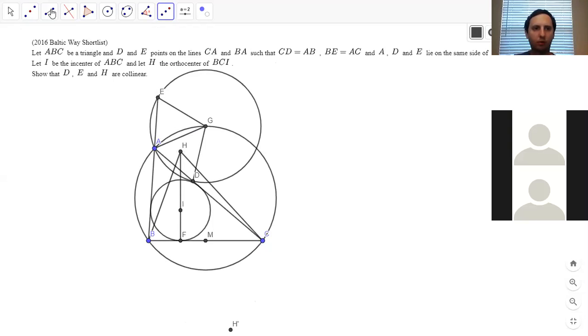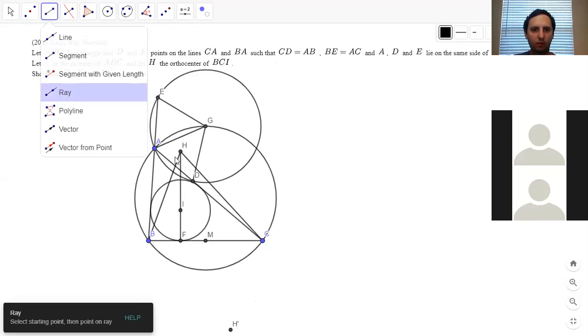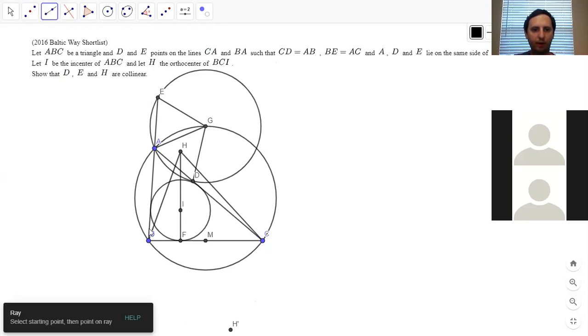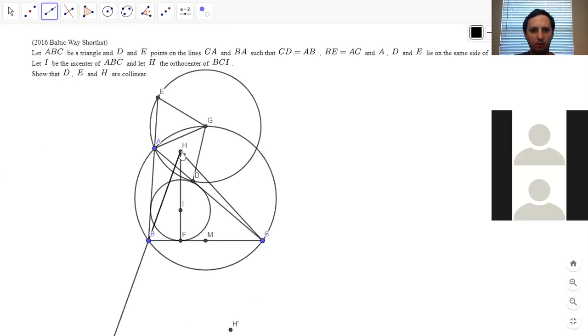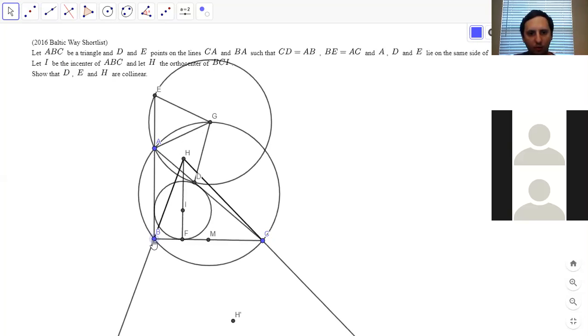All right. So is that a well-known fact? I think it is enough to prove that. It is true because the A-excenter is the antipode of I in BIC. Okay. So can you reflect E over M too? Same with D. We'll prove that their images are collinear.